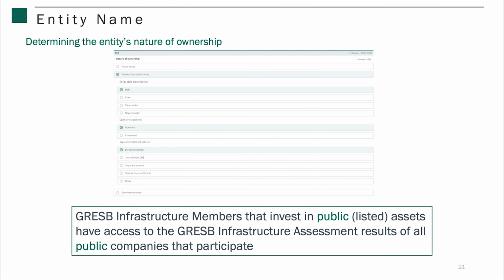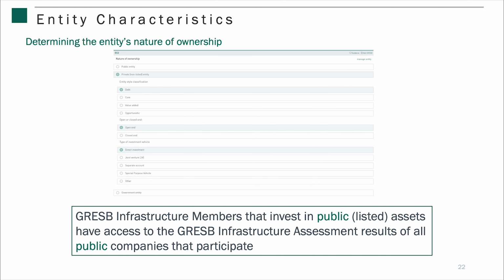The entity name will be used to identify the entity on the GRESB portal and will be displayed in the entity's benchmark report. It should be readily identifiable as the fund. The organization name should be that of the organization that manages the fund, typically the fund manager.